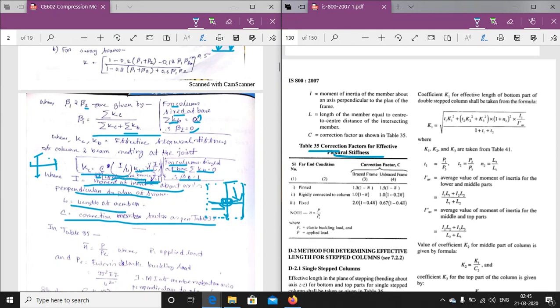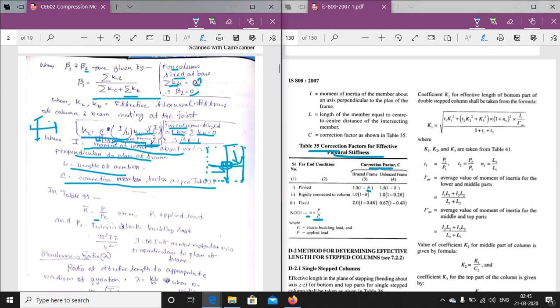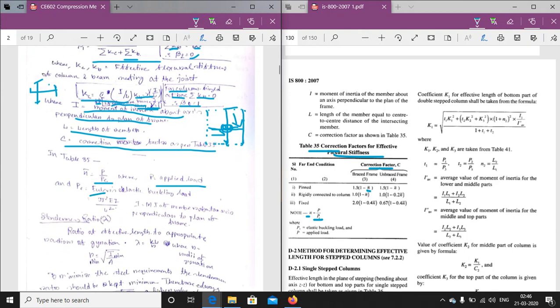Here the correction factor depends upon the factor n dash. What is n dash? n dash is equal to P by PE, where P is the applied load and PE is the Euler's elastic buckling load.